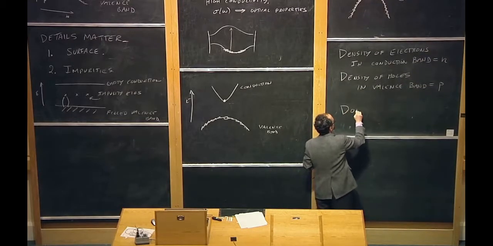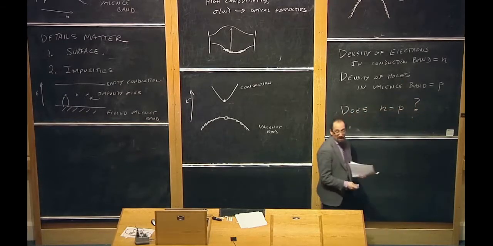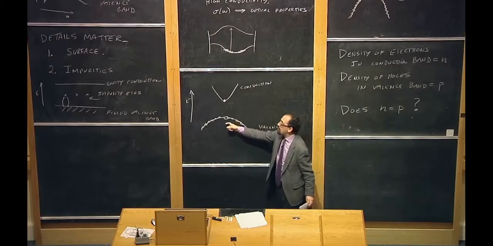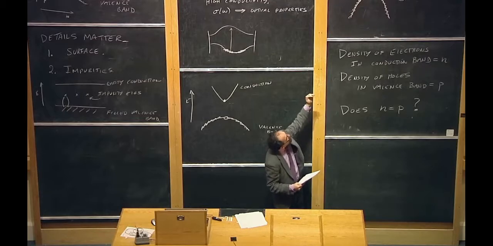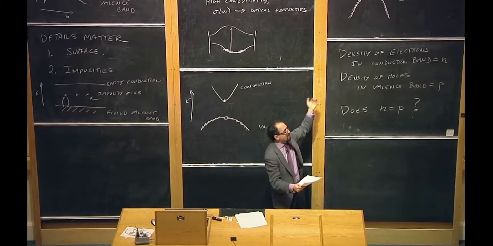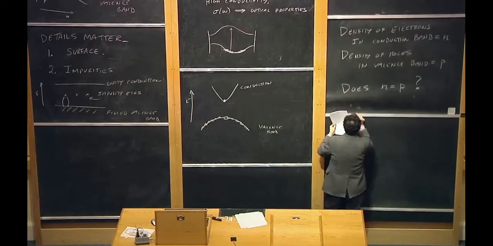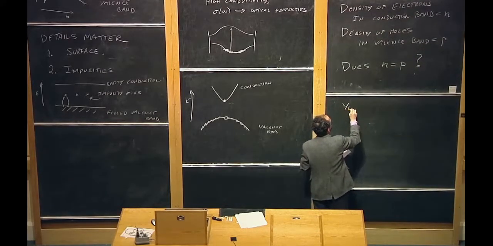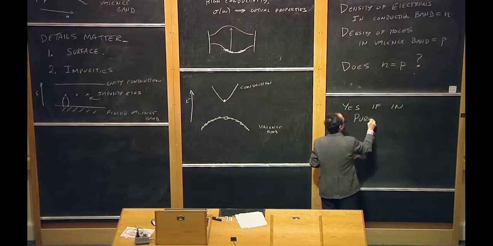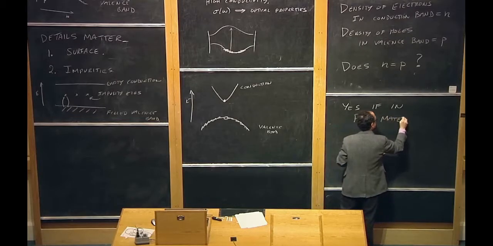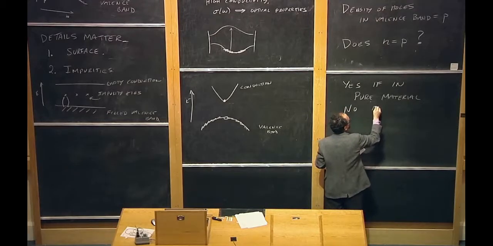So maybe we'll write that down. Does N equal P, generally? Because every time I created an electron, I created a hole, and in that picture up there, every time I transferred one electron from one band to the other, I created both an electron in the conduction band and a hole in the valence band. So it looks like the answer is yes, but it's going to be sort of a qualified yes. Yes, in pure material, no with impurities.